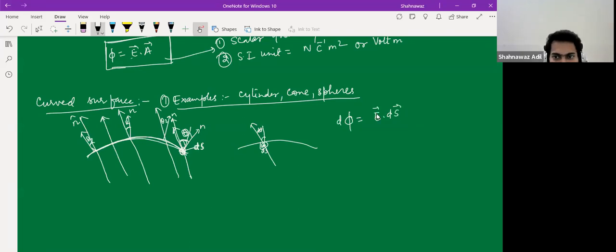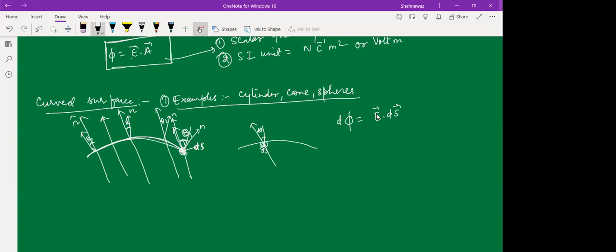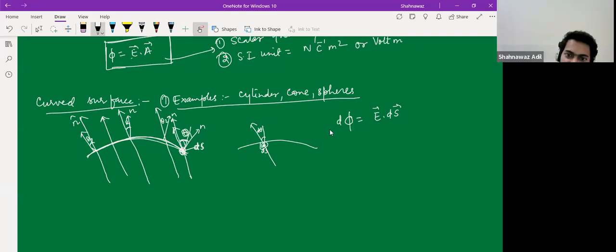Understood? And if we want to calculate the whole flux, then we will integrate over the entire range, from here to here. So the flux would be the integral of E dot ds, and this would be a surface integral.